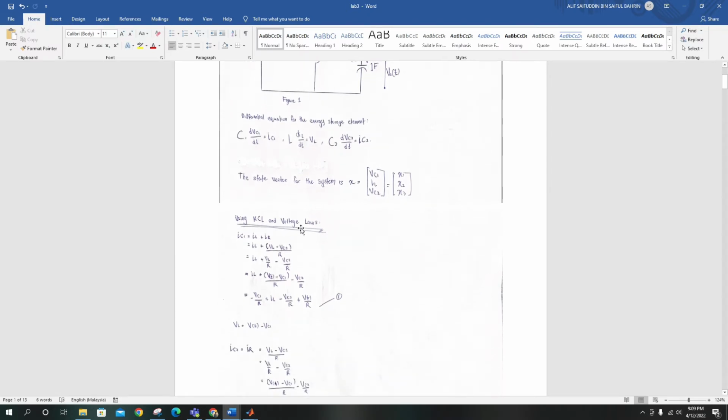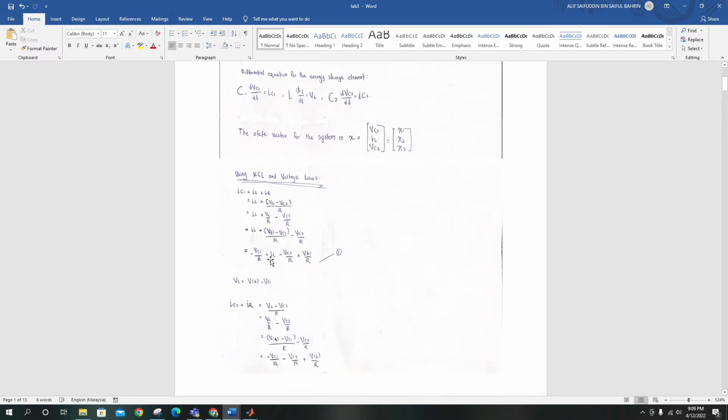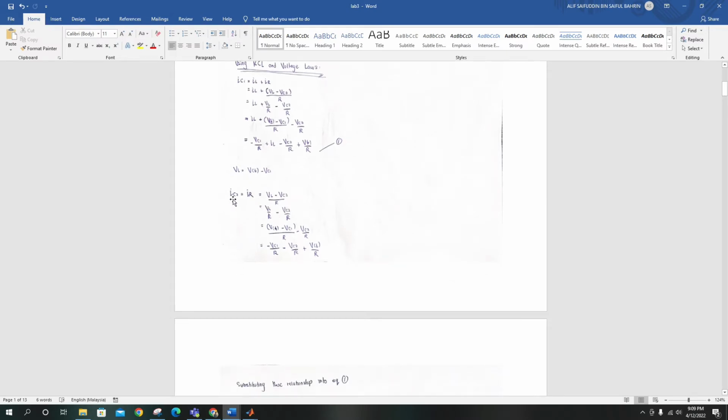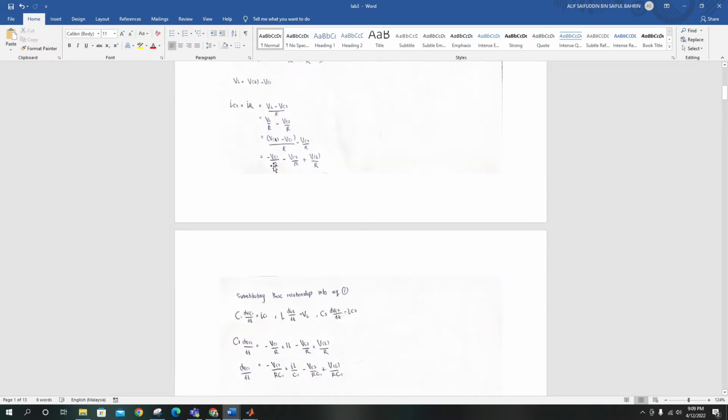Using KCL and voltage laws, we have IC1 equals IL plus IR, and then we solve it to get minus VC1 over R plus IL minus VC2 over R plus VL over R for equation 1. Then we use VL equals VT minus VC1. After that, we use IC2 equals IR, which equals VL minus VC2 over R. We solve the equation and get negative VC1 over R minus VC2 over R plus VL over R.